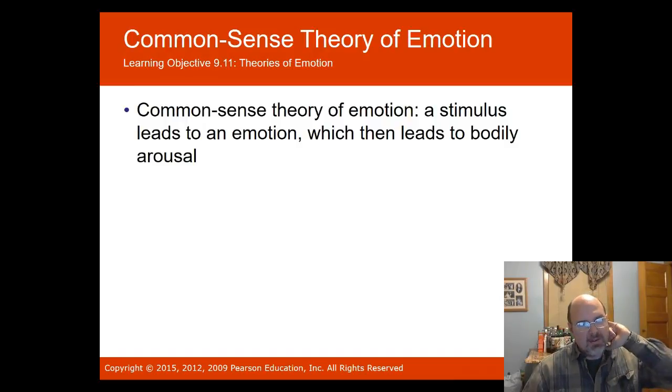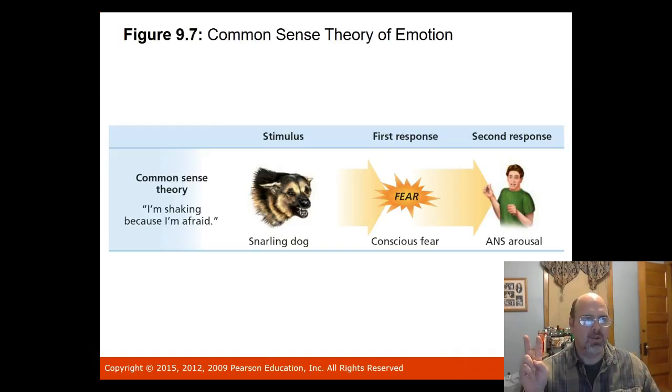Next is the common sense theory of emotion. I'm going to go through a bunch of different theories, and these theories basically try to describe what comes first, what comes second. So the common sense theory is that the stimulus leads to emotion, which leads to bodily arousal. First is emotion, and second, the body responds to the stimulus. For instance, a dog starts snarling at me. First emotion, fear, and then my body responds with the sympathetic reaction.